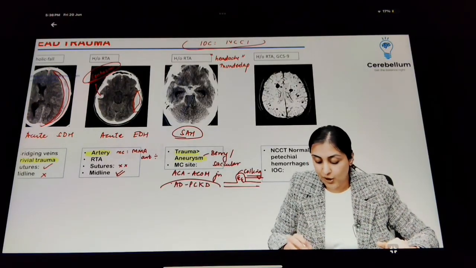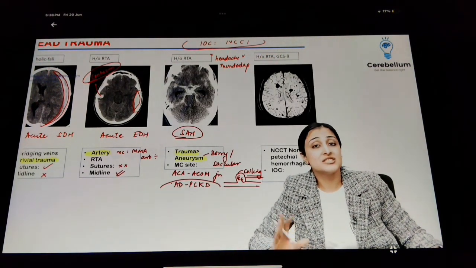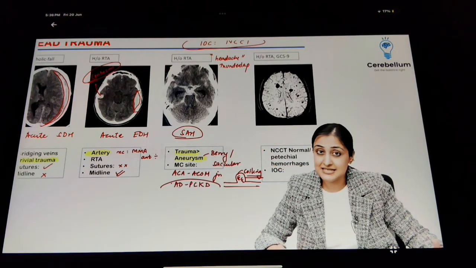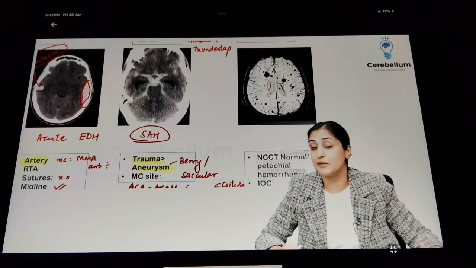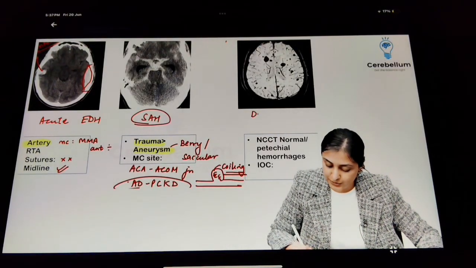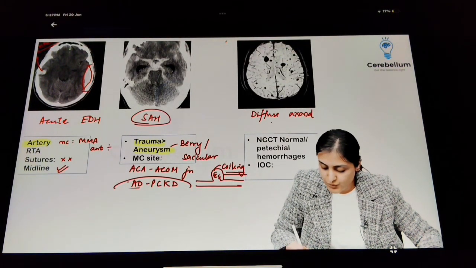If you have a history of road traffic accident, they mentioned that the patient's GCS is very low. There was a very severe accident that happened, but the NCCT is normal. So they're saying that the NCCT is normal. With such a low GCS and a severe injury, we're expecting a lot of bleeds. Or they mentioned that there are tiny bleeds, petechial hemorrhages. This is a classic clinical scenario describing DAI. DAI stands for diffuse axonal injury.